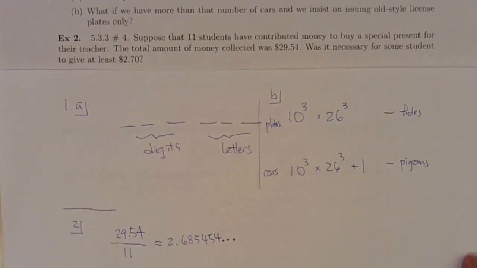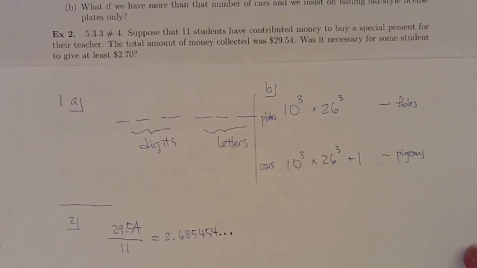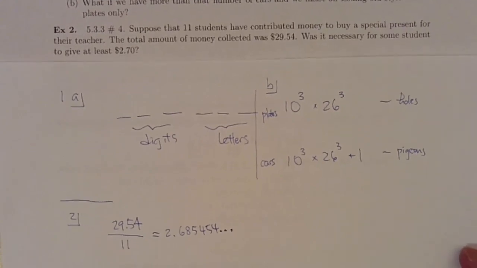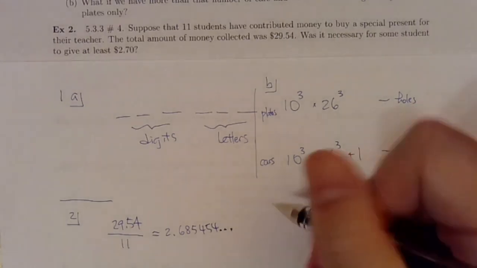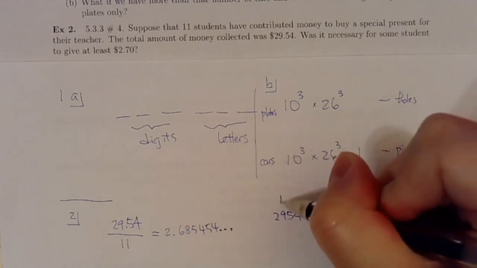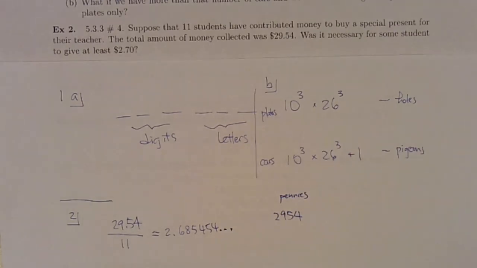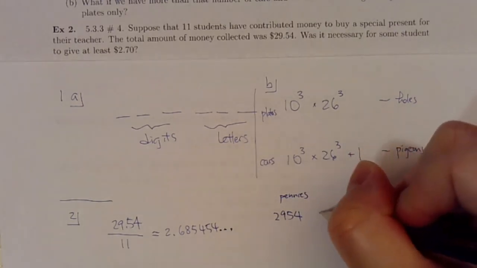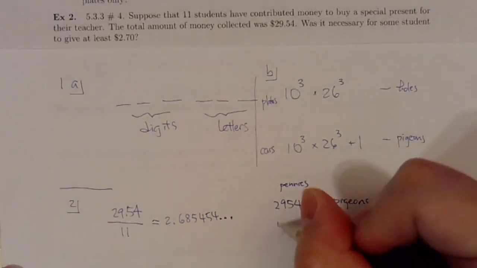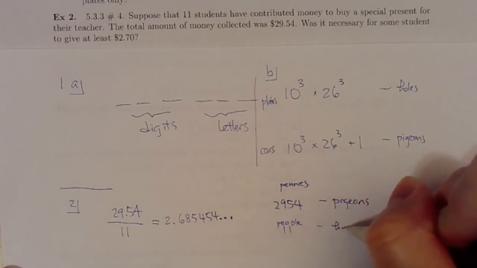The generalized pigeonhole principle allows you to round up. If you round this number up, you would get $3, and that's not exactly what's happening either, because you don't need to round up to a whole dollar amount, but the pigeonhole principle makes you round up to the next integer amount. So you should think of it using integers. So perhaps you have 2,954 pennies, and these are the pigeons. And then you have 11 people, and these are the holes.